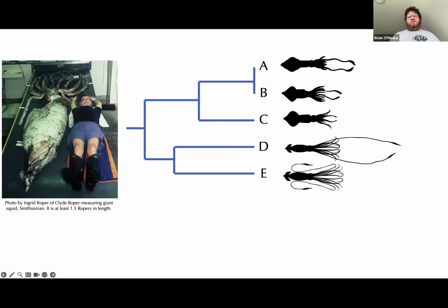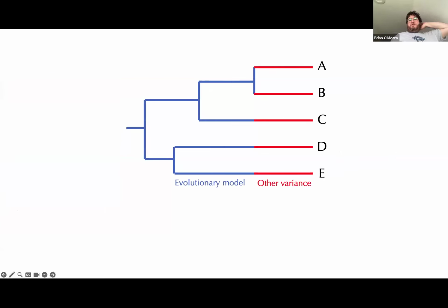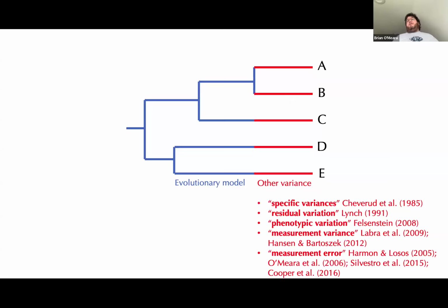And we're not the first ones to think of this, of course. Lots of people have talked about these things. So this is some sort of other variance where the evolutionary process doesn't necessarily map to exactly what you measure in the real world. And this is known by different names, depending on what model you're using, what kind of data you're using, your background.